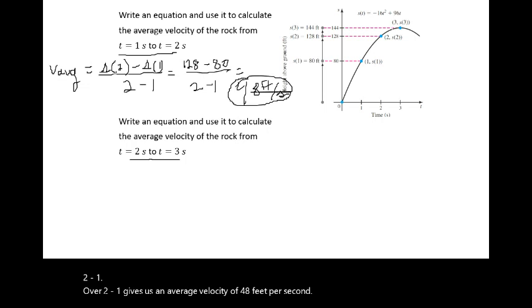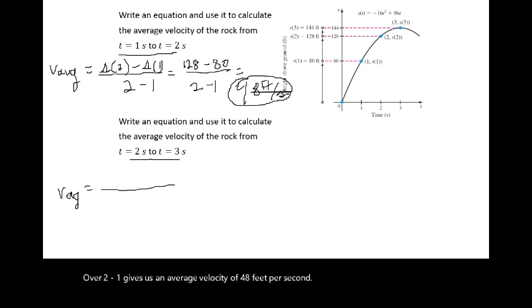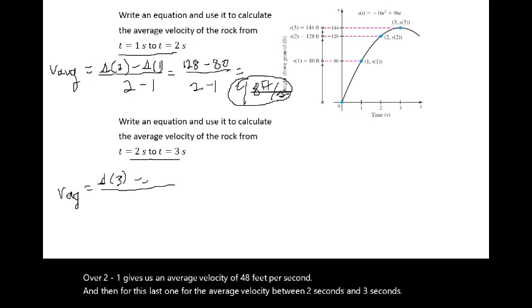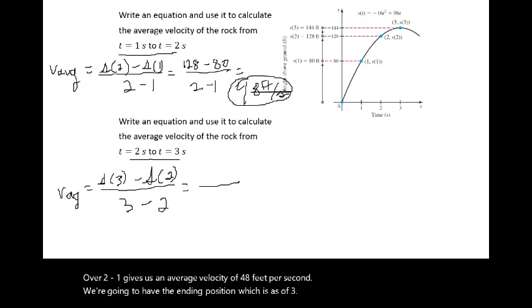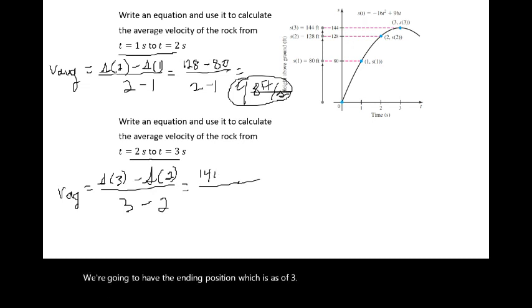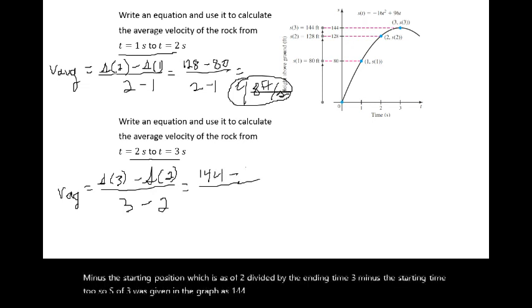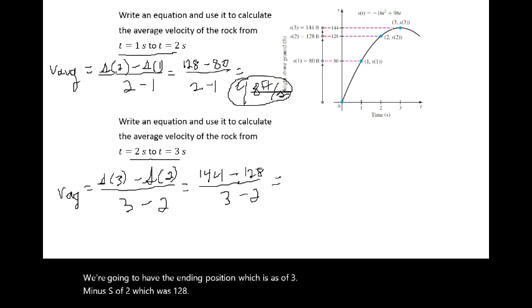And then for this last one, for the average velocity between 2 seconds and 3 seconds, we're going to have the ending position, which is s of 3, minus the starting position, which is s of 2, divided by the ending time 3, minus the starting time 2. So s of 3 was given in the graph as 144, minus s of 2, which was 128, divided by 3 minus 2, gives you an average velocity of 16 feet per second.